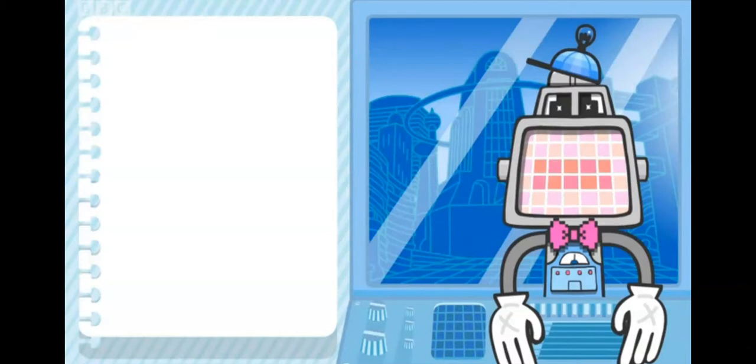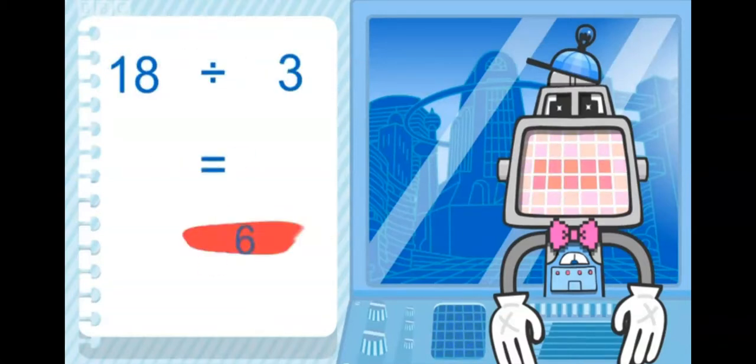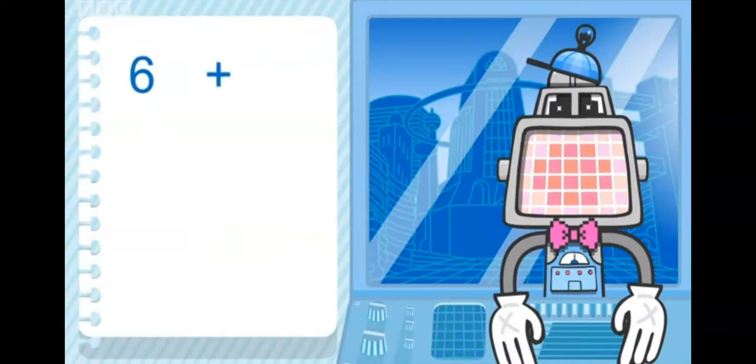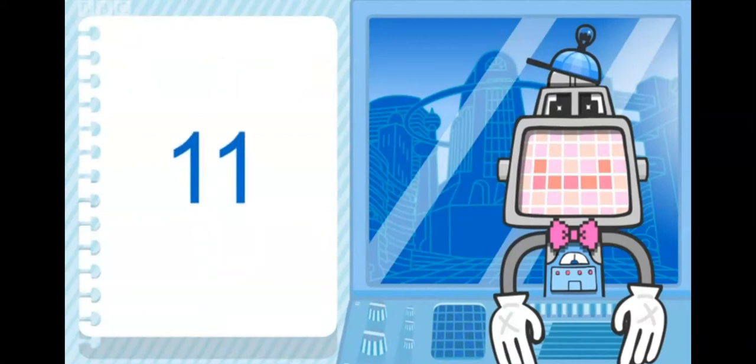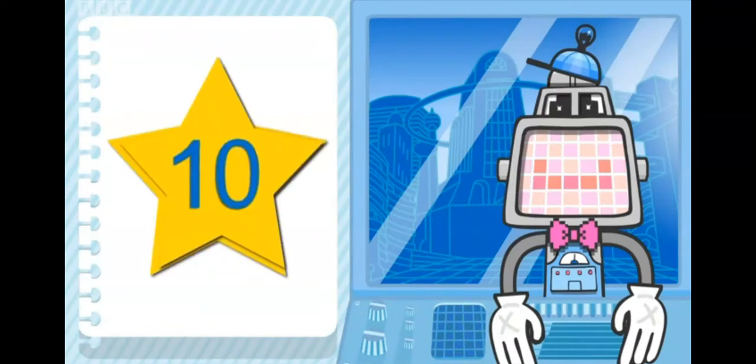You need to start with the number 18. Divide that by 3, giving you 6. Then add on the number 5. 6 plus 5 equals 11, which was the target number. So, 10 points to you if that's how you did it. And don't forget, if you think you've found another way of reaching the target from those numbers, ask your teacher to look at it for you.